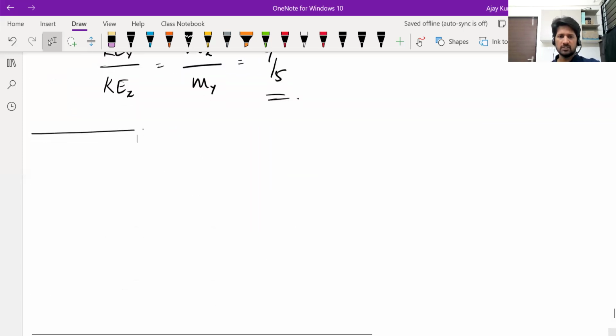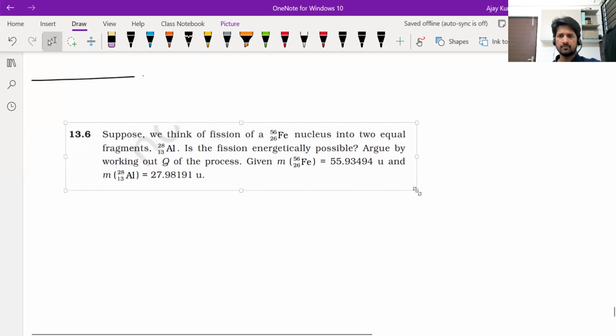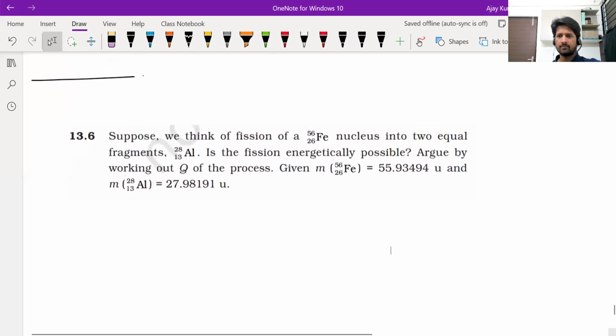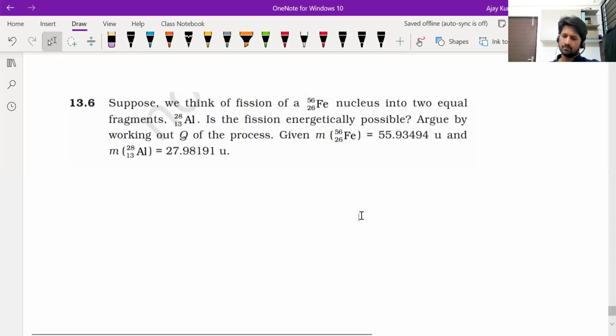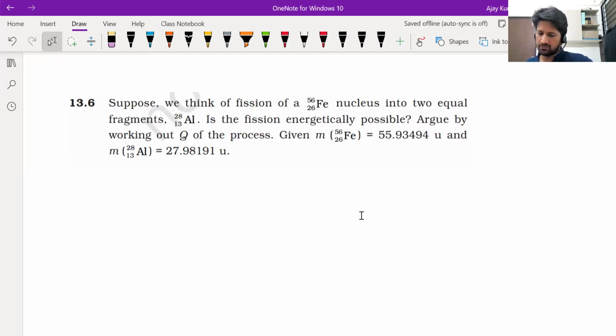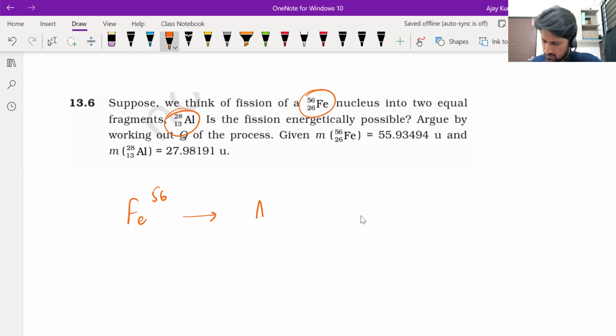Okay. Now think about this. This is from your textbook itself. Suppose we think of fission of Fe56. Fission means one nucleus breaking into smaller nuclei. So fission of Fe56 into two equal fragments of Al28. So one Fe56 breaks into Al28 plus another Al28.